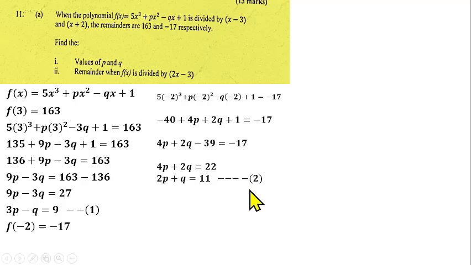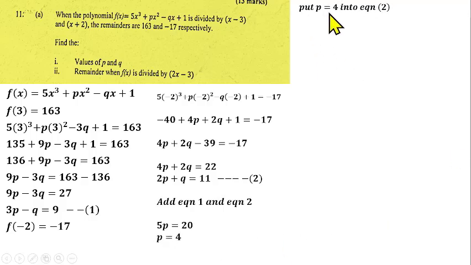So we can solve equation 2 and 1 simultaneously to find the value of our p and q. We can see that the coefficient of q here is the same, so we can just add these two equations to eliminate q. So add equation 1 and 2, that gives us 2p plus 3p, that gives us 5p. Then minus q plus q gives us 0. So 11 plus 9 gives us 20. So divide both sides by 5, p will be equal to 4.